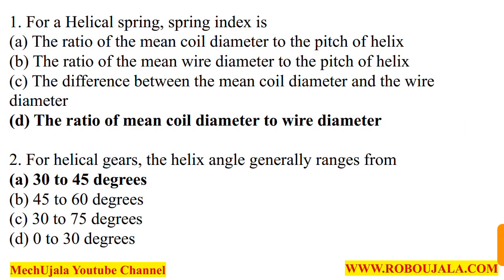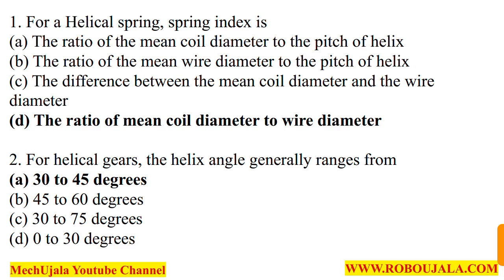So first question, they are asking for a helical spring index. Remember guys, spring index is the ratio of mean coil diameter to the wire diameter. So remember option number D is the correct option for this question, because spring index is the ratio of mean coil diameter to wire diameter.